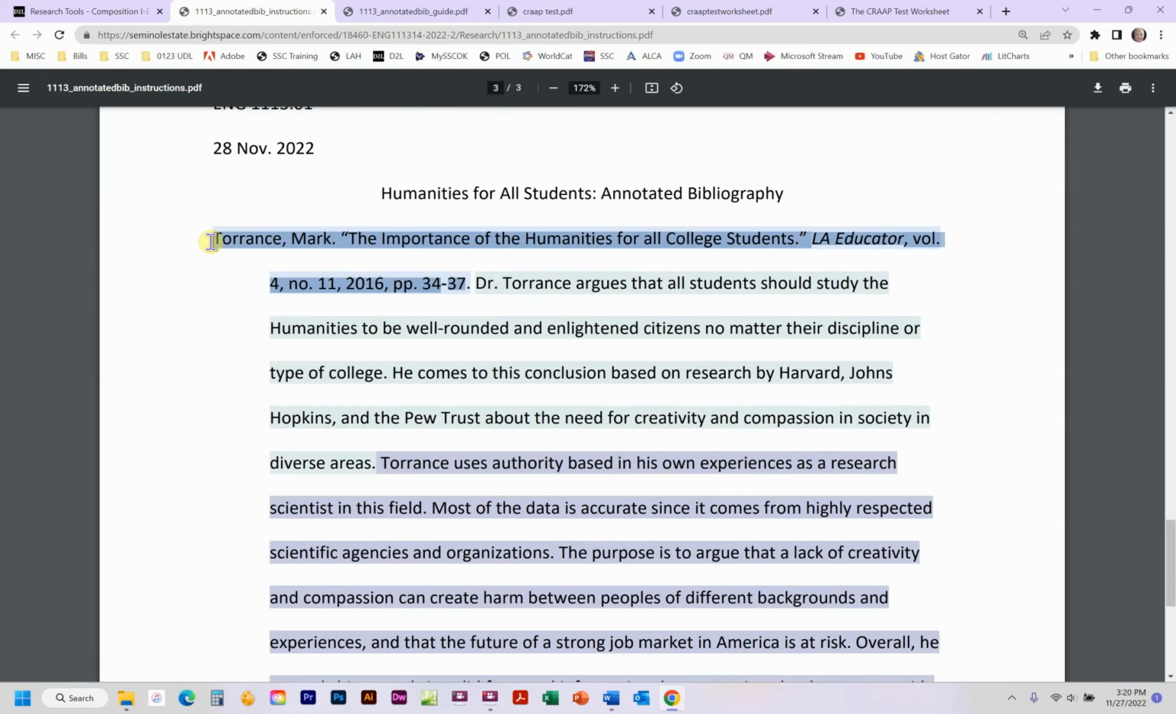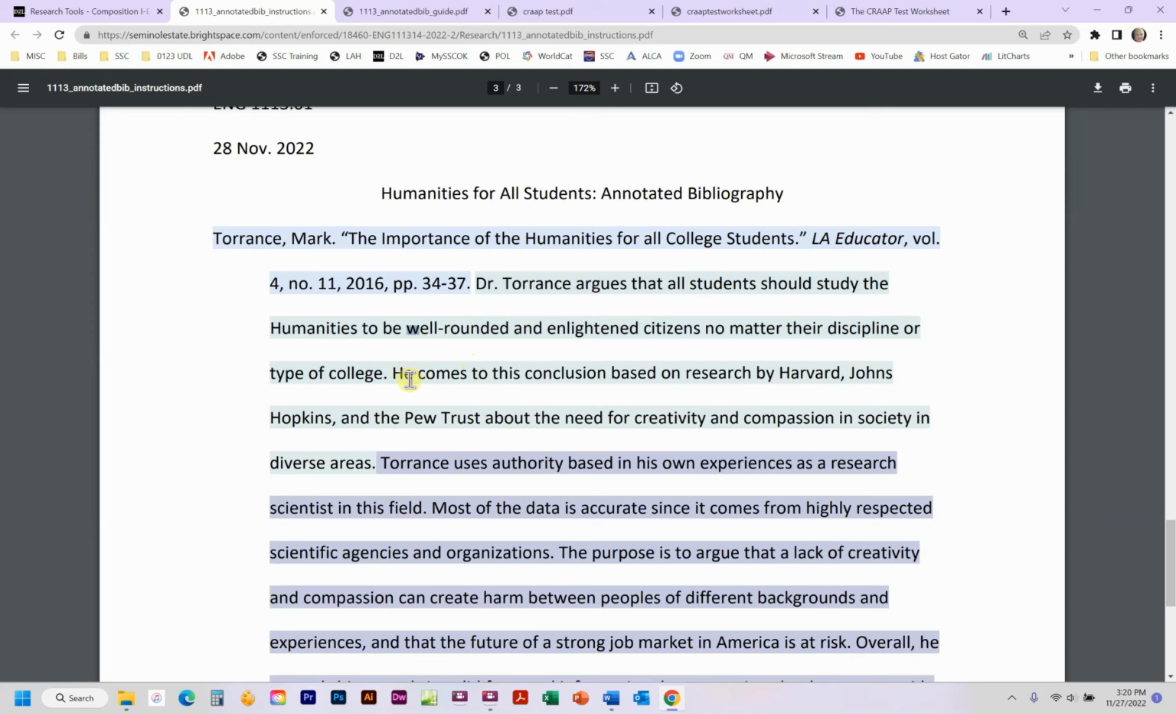Again, I've got my topic, my MLA citation. Dr. Torrance argues that students should study the humanities to be well-rounded and enlightened citizens, no matter their discipline or type of college. So here, this person smushed the first two things into one sentence, right? And that's fine. If the argument is so tight that you could put both the thesis and the supporting points in one sentence, that's okay.